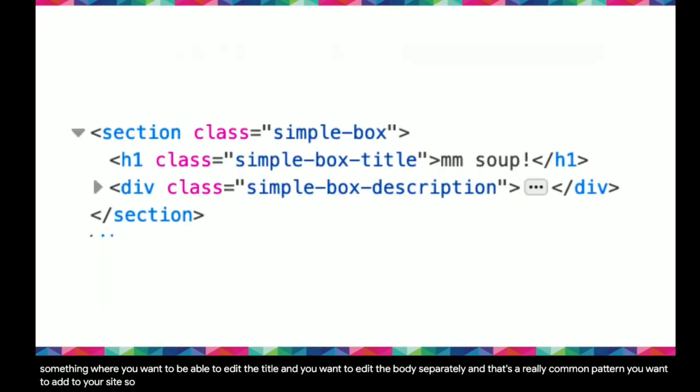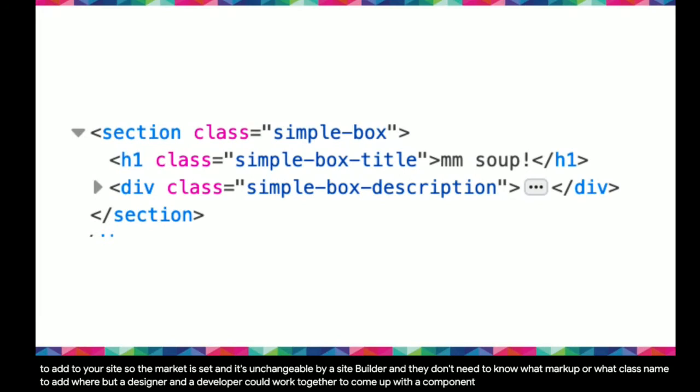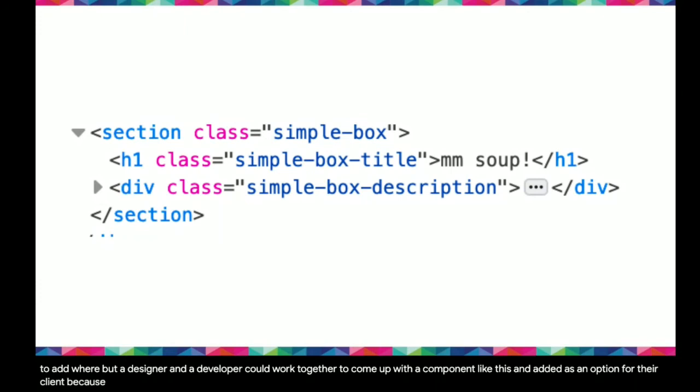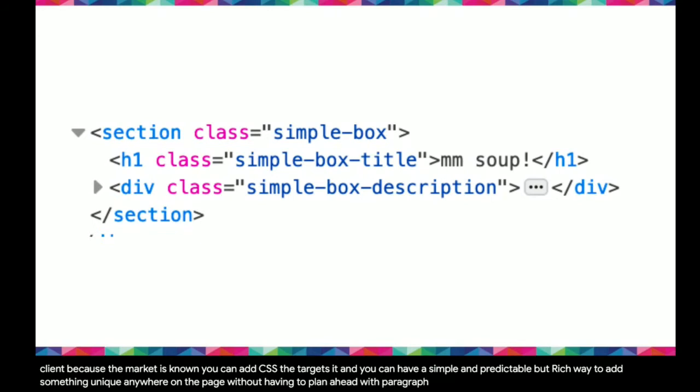So the markup is set, and it's unchangeable by a site builder. And they don't need to know what markup or what class names to add where. But a designer and a developer could work together to come up with a component like this and add it as an option for their client. Because the markup is known, you can add CSS that targets it, and you can have a simple and predictable but rich way to add something unique anywhere on the page without having to plan ahead with paragraph types and entity reference revision fields.